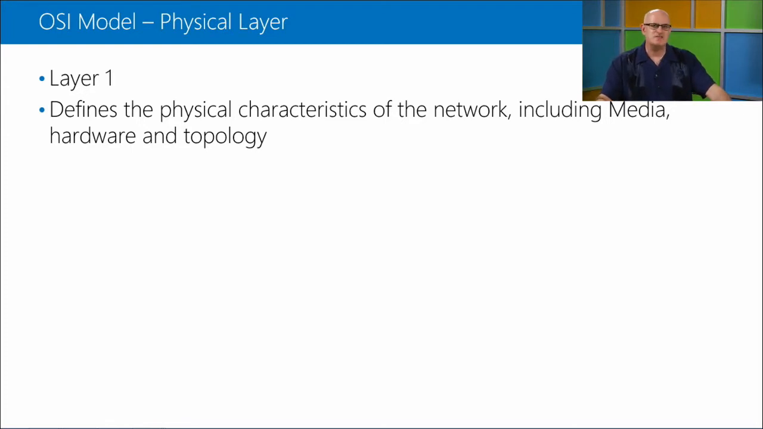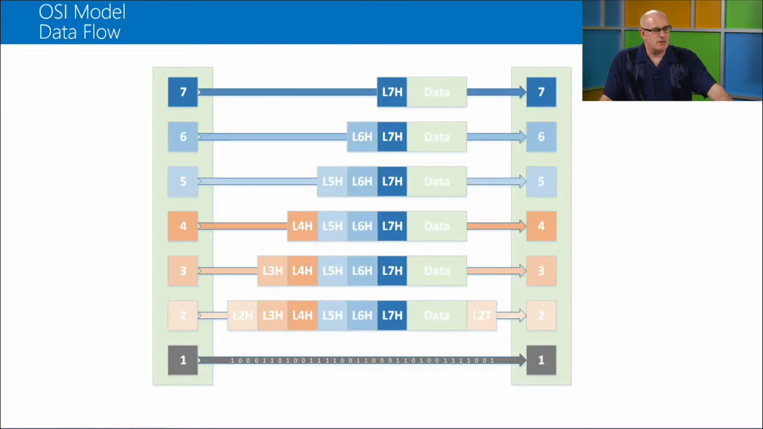So it defines the physical characteristics of the network media. The OSI model data flow.